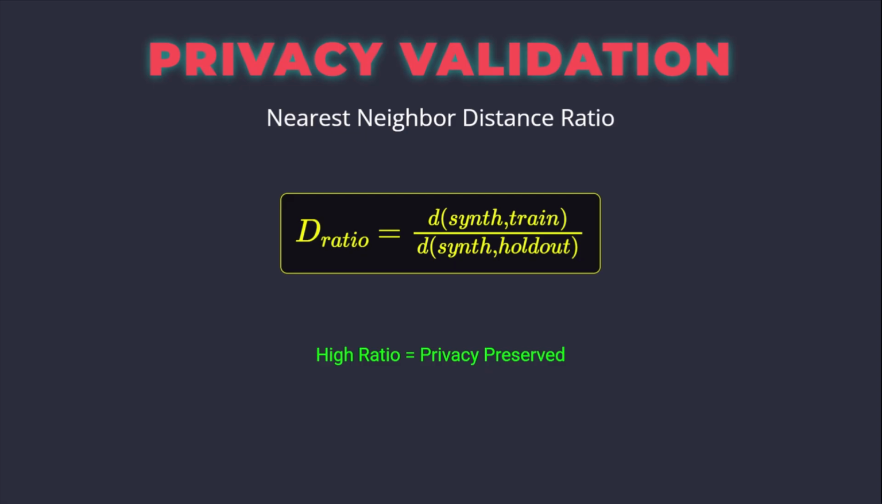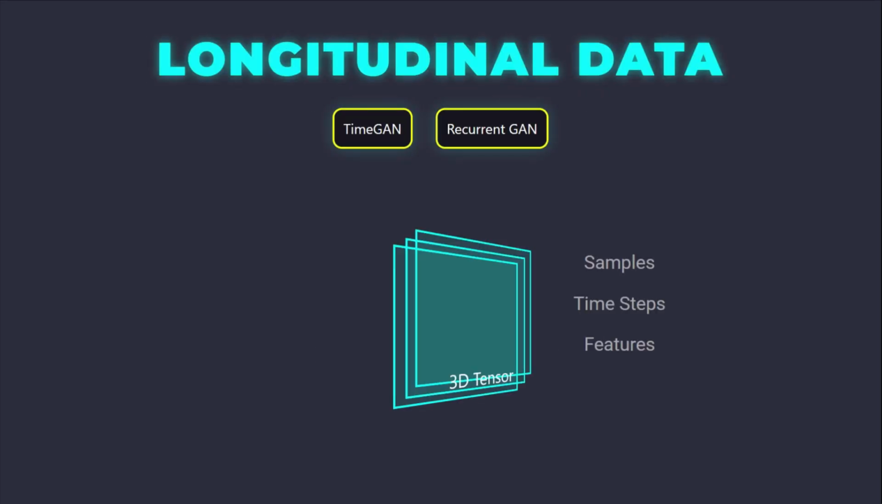Calculate the nearest neighbor distance ratio, the ratio of the distance between a synthetic record and its nearest neighbor in the training set versus its nearest neighbor outside the training set. A high ratio confirms strong privacy protection.